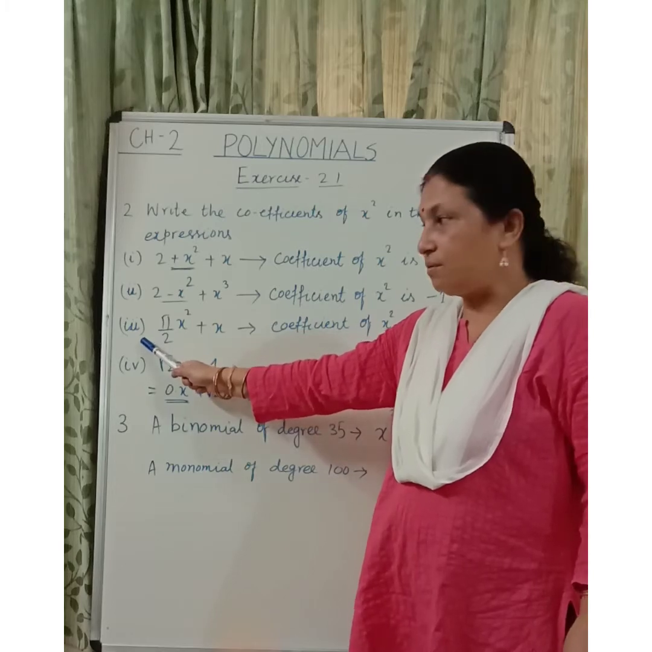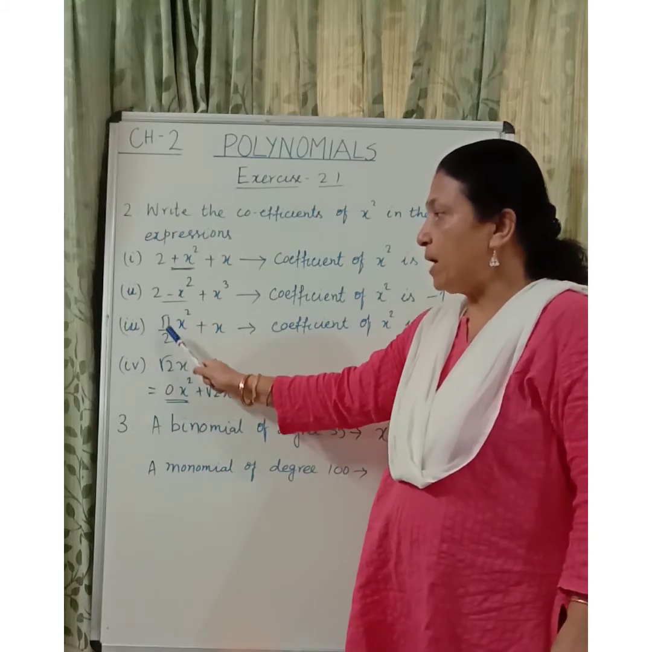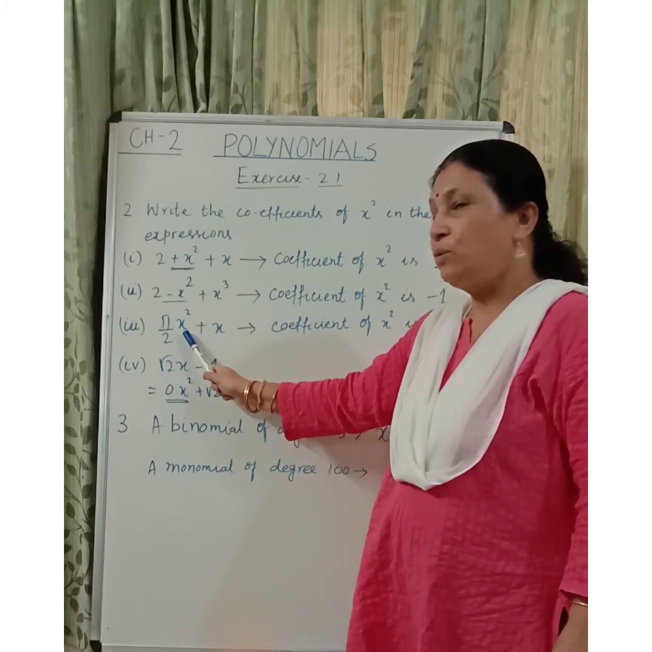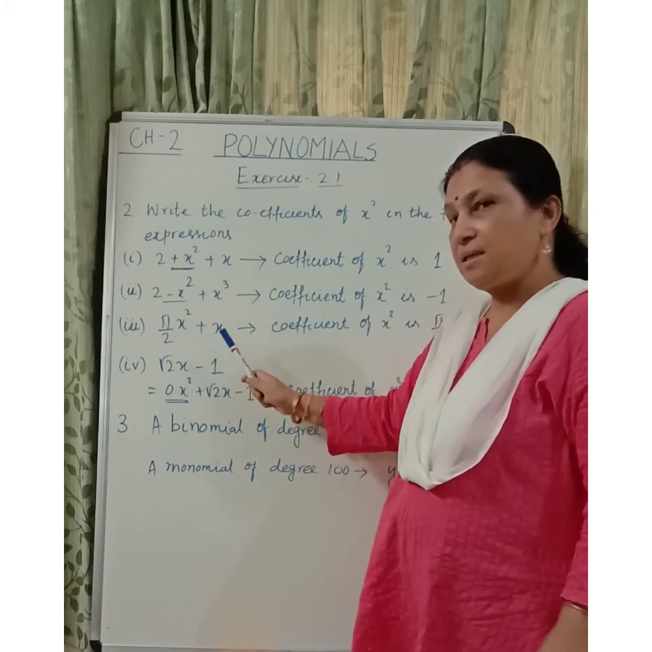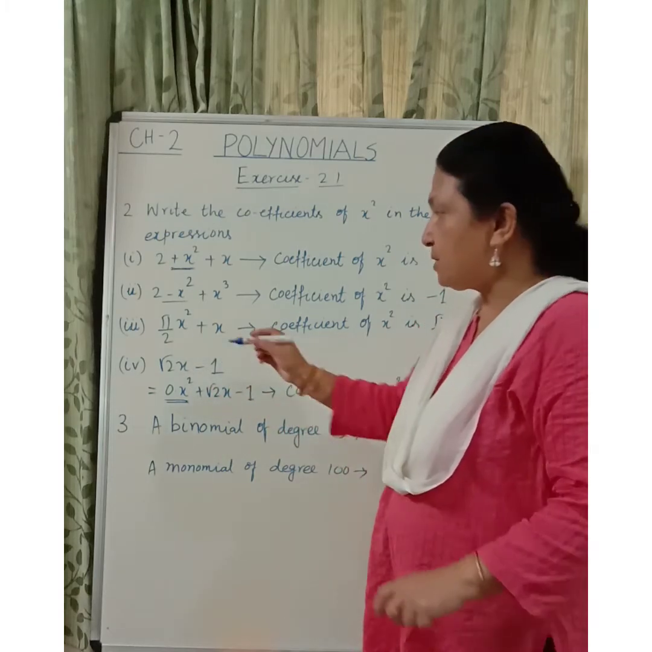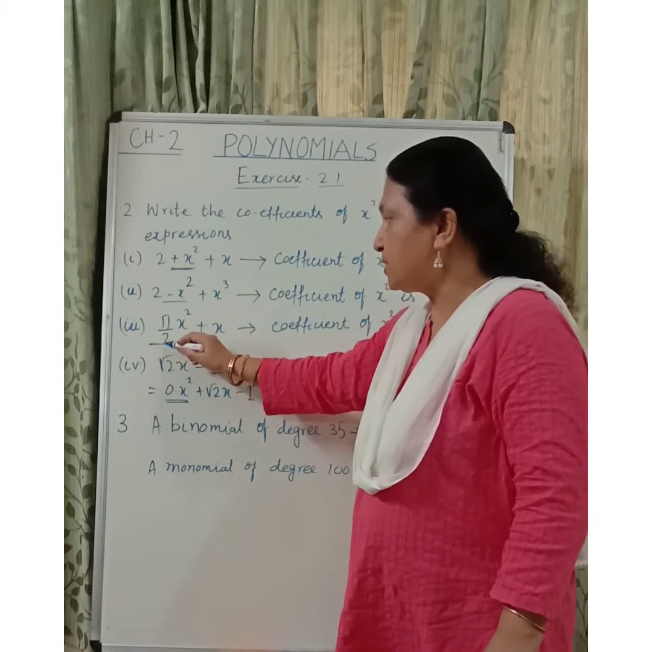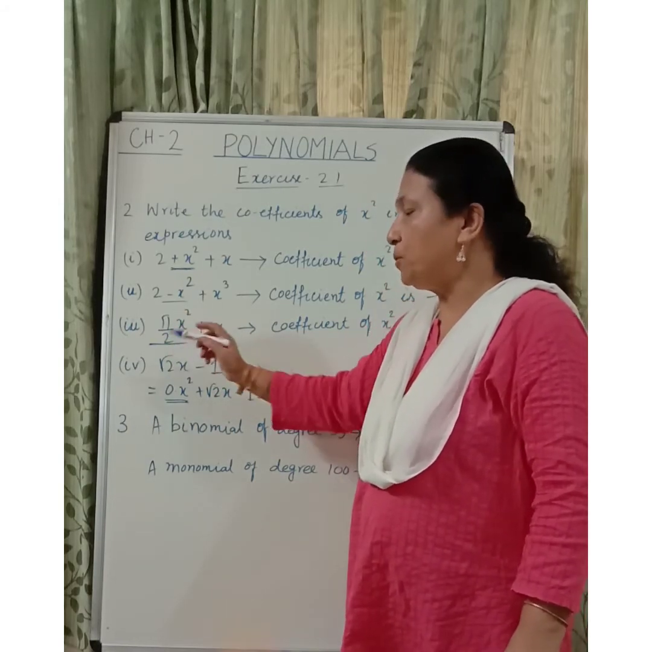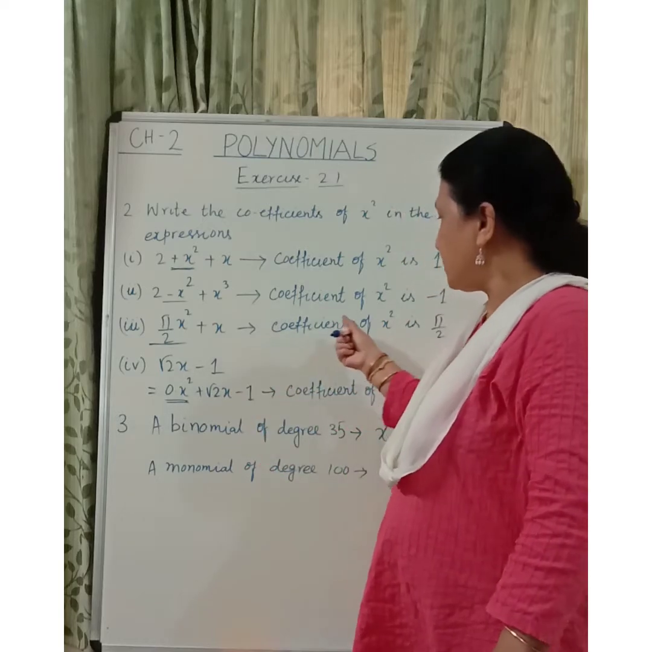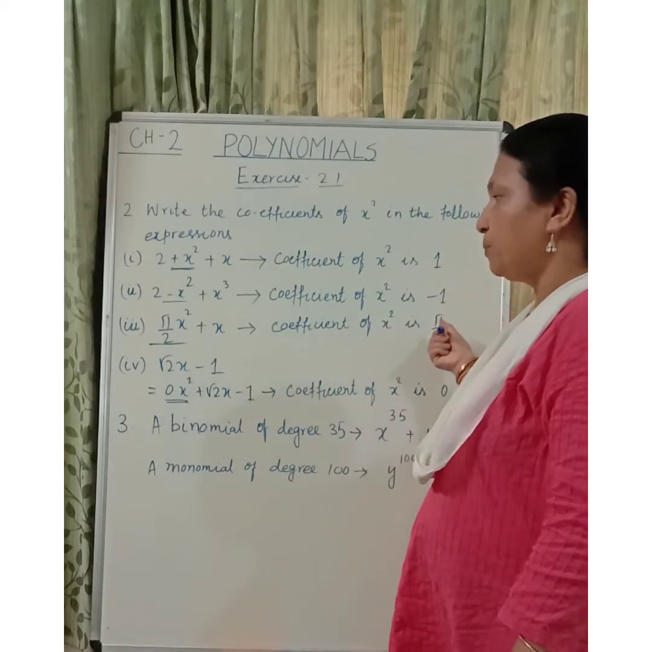Question 3, third part. Pi upon 2 into x square plus x. In this question, x square has coefficient as pi upon 2. So coefficient of x square is pi upon 2.